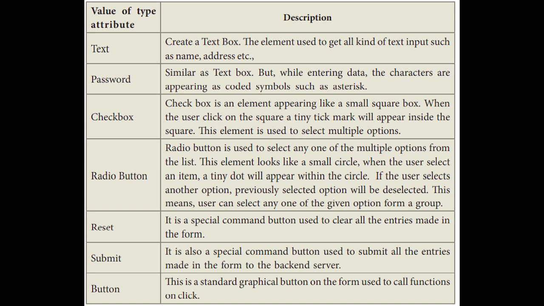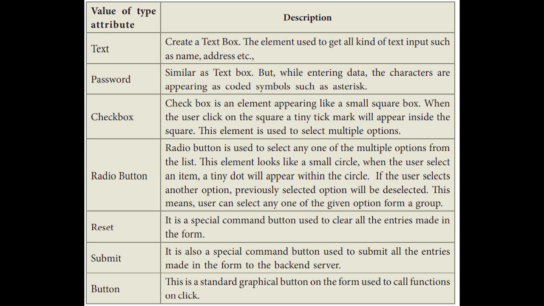This element looks like a small circle, right? When the user selects an item, a tiny dot will appear inside the circle, right? If the user selects another option, the thing which you have selected previously will be deselected, or it will disappear, right? This means the user can select only one option from the given options in a group, right? So that is the radio button, right?